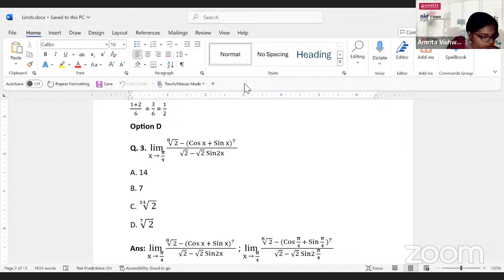Okay, Mahita. 8 root 2, just understand 8 multiplied by root 2. Something like 8 into the value of root 2, very basically. Now, is it option C? 14 root 2. Okay, let's check whether it's option C. I got your answer. I can see it.